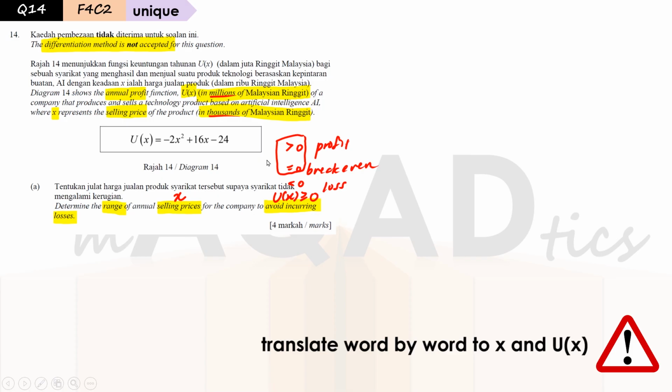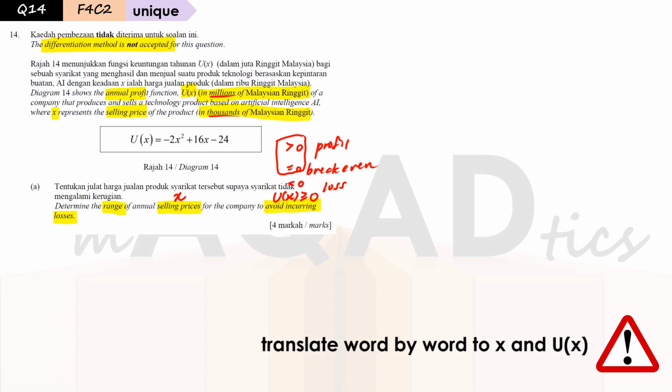This is one of the techniques that we need to adapt ourselves to, to transform these sentences into things that we have learned. So we translate it word by word. Selling price, what is selling price? x. Avoid incurring losses: losses, profits, or break even involves u of x. That's why I'm going to use u of x, and then I need to see whether this u of x satisfies which condition: profit, break even, or loss.